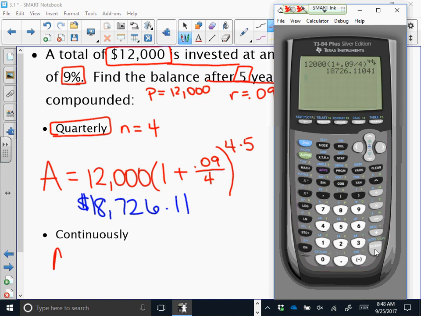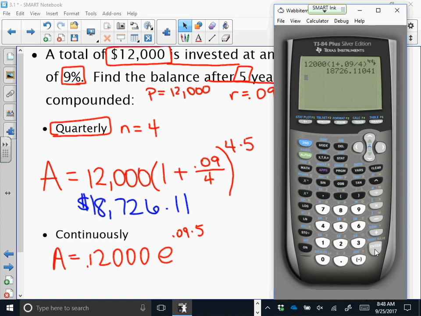Okay. Now, compounded continuously. What's going to change here? We have 12,000 e to the RT. Same thing. Use your fancy calculator. 12,000 e to the 0.09 times 5. Like I said, if you don't have a calculator that gives you the little exponent, then you need to put your exponent in parentheses.